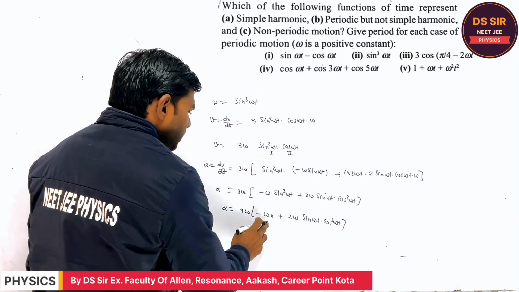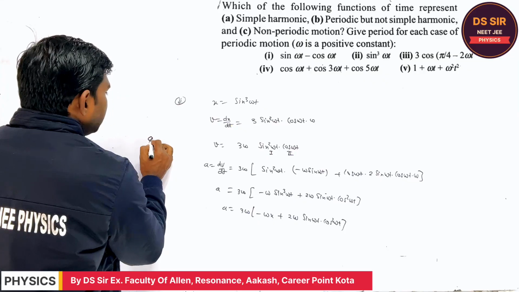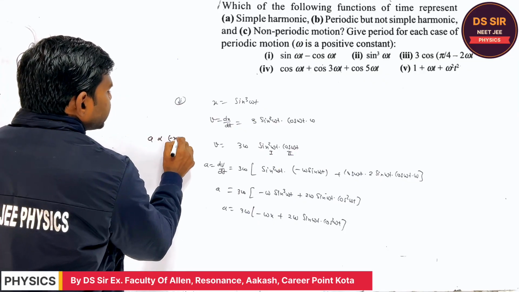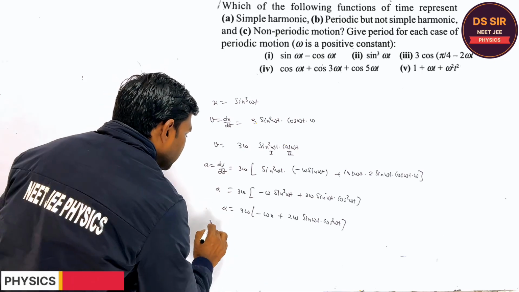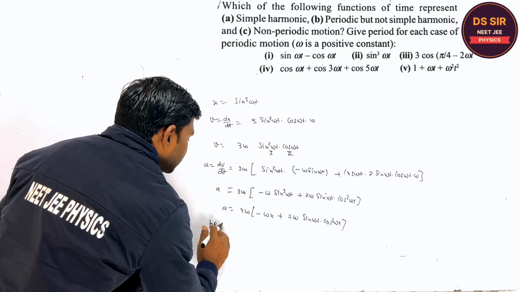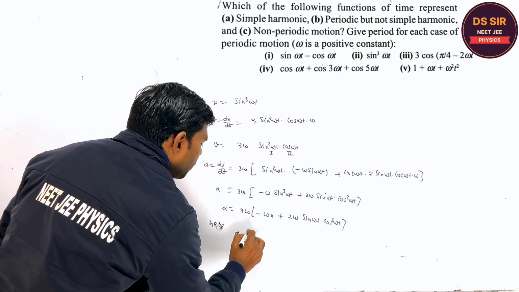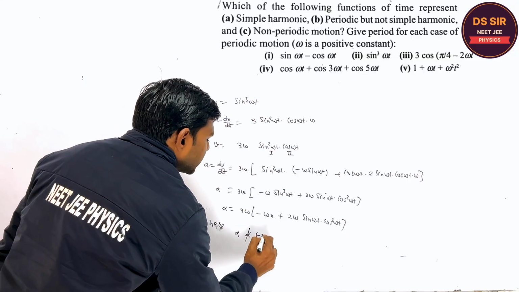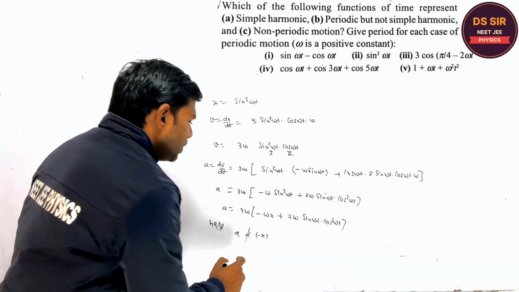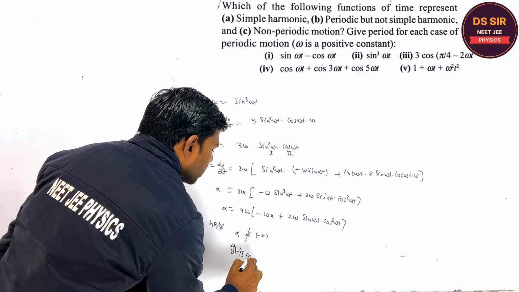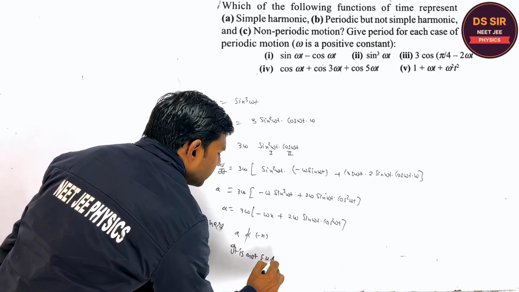You tell me, if the acceleration was proportional to minus x, then it was SHM. But here the acceleration is not proportional to minus x. Some other term is also coming. So it is not SHM. This is one way.